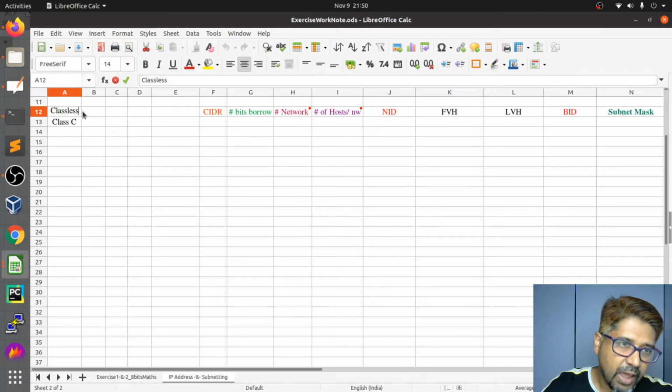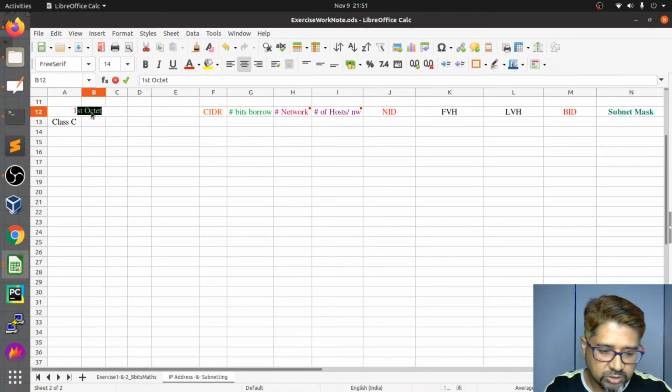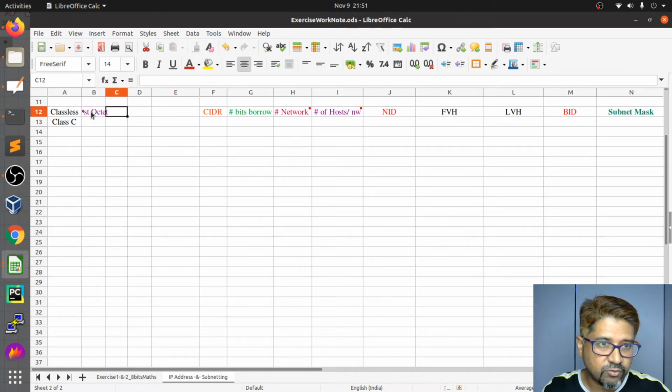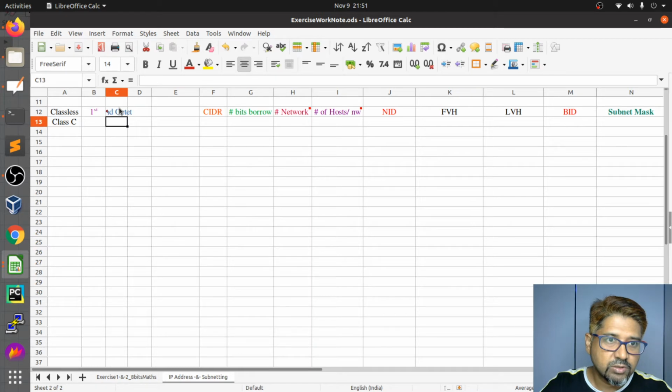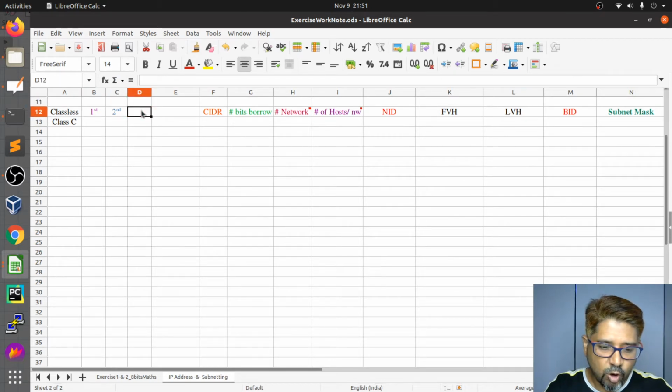So let's see, every IP we have 4 octets. I'm going to show you the first octet, this one. I'm not going to write it completely. This is the first octet, and then we have the second octet. Okay. And then we have the third octet. And the fourth octet is the interested octet.